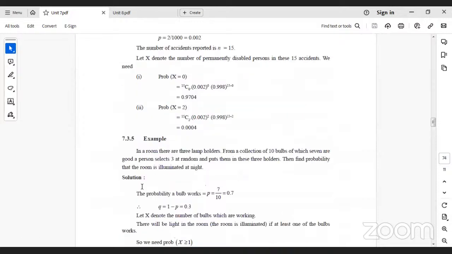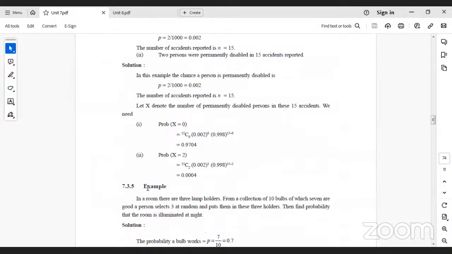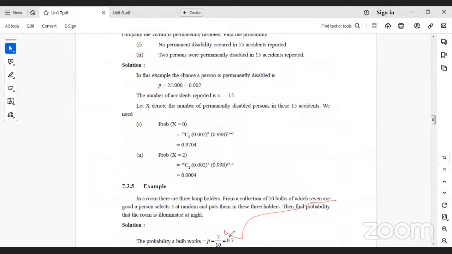Another example. In a room, there are 3 lamp holders, and a collection of 10 bulbs of which 7 are good. A person selects 3 at random and puts them in these 3 holders. Then find the probability that the room is illuminated at night. The probability that a bulb works is 7 by 10, which is 0.7.